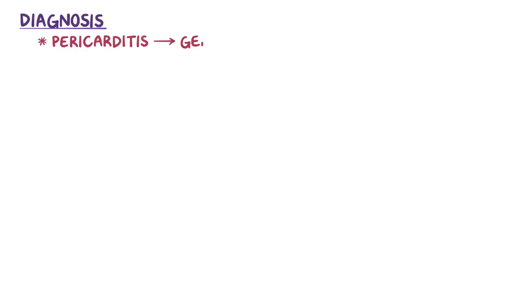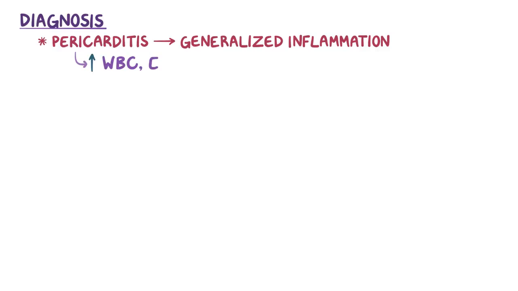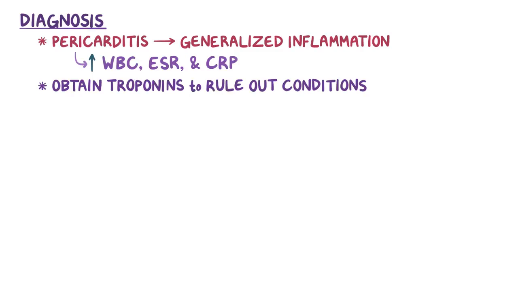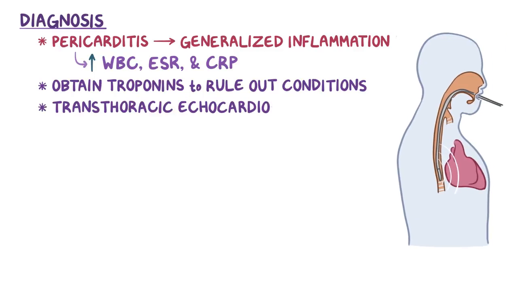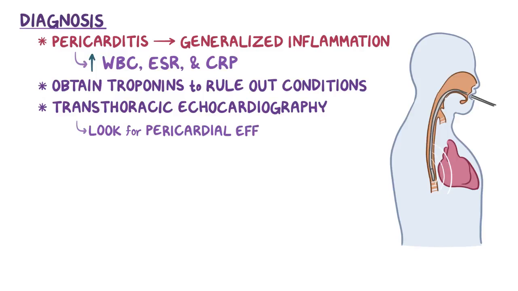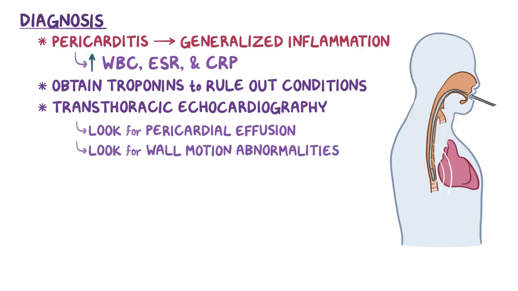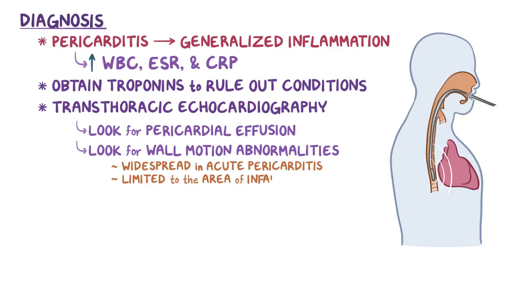Pericarditis also causes generalized inflammation, so there's often an elevated white blood cell count, ESR, and CRP. In addition, it's important to obtain troponins to rule out conditions like a myocardial infarction. Since pericarditis can lead to pericardial effusion, a transthoracic echocardiography is used to look for a pericardial effusion. In addition, it can be used to look for wall motion abnormalities, which are widespread in acute pericarditis, but limited to the area of infarct in a myocardial infarction.